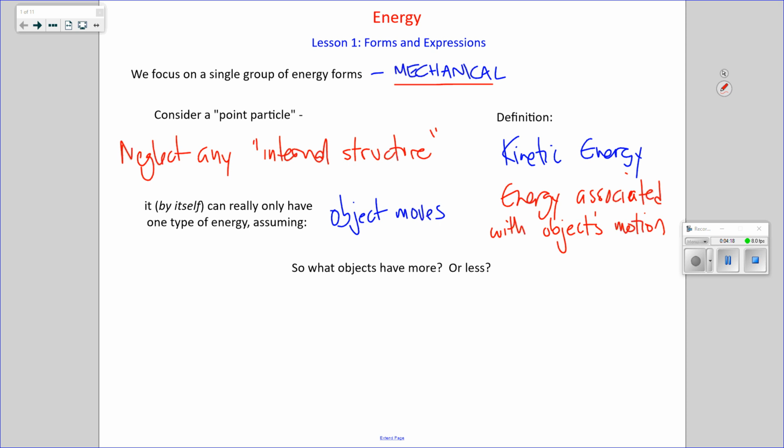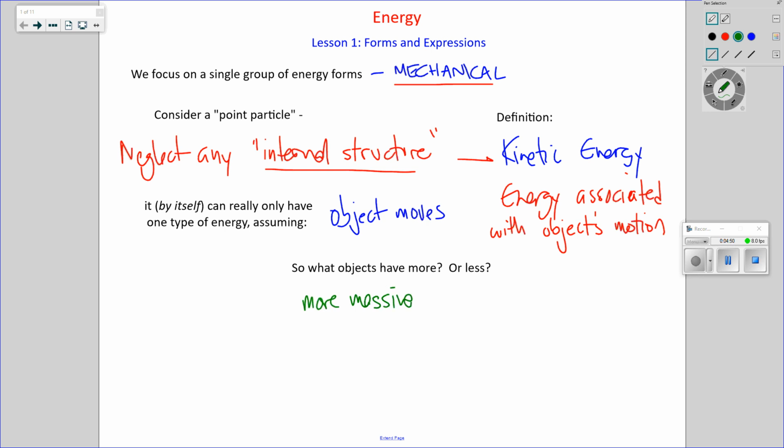All right, forget about the stuff it's made of. A single object can have energy, and only one kind of energy. That's important. If we forget about the parts and only think about the thing itself, all that can happen is maybe the thing's moving. If it is, it has kinetic energy. So which objects have kinetic energy, or how much kinetic energy do objects have? Well, that depends. More massive objects tend to have more. Well, K.